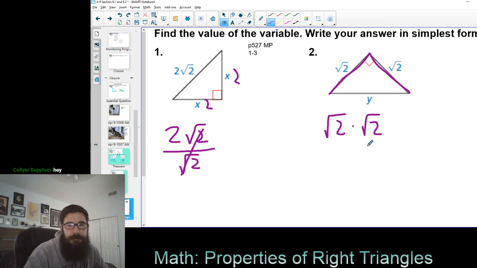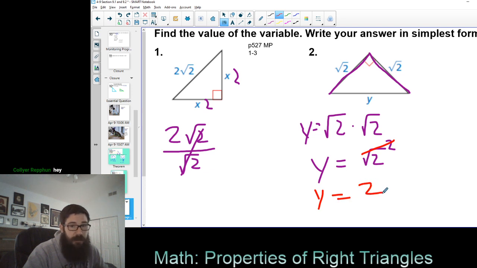So I could say y equals... well, if I clean that up, I get y equals the square root of 2 squared. What can I do with that? Cross cancel those, so I just get y equals, actually in this case, just regular 2. Square root of 2 times square root of 2 is going to undo that square root.